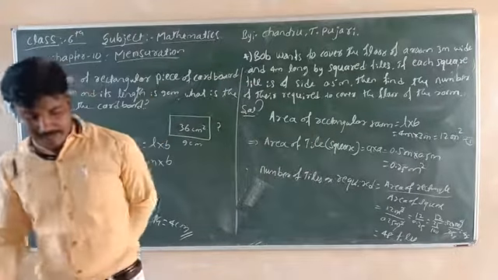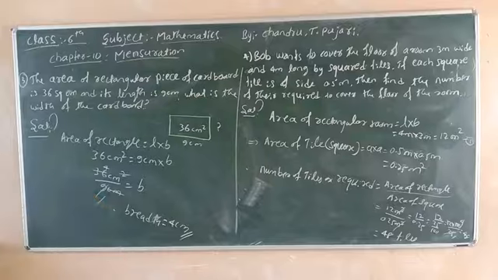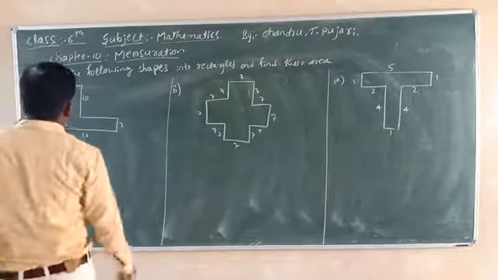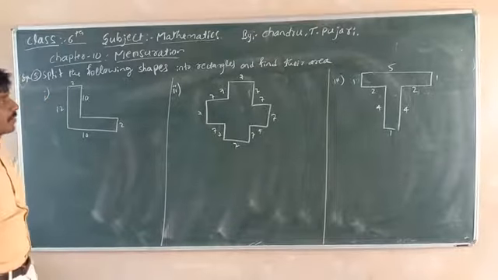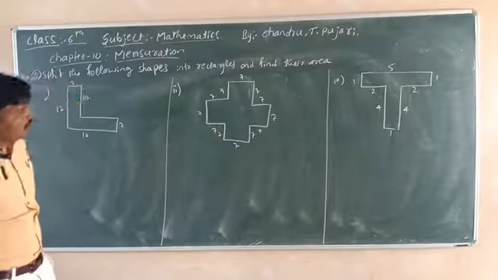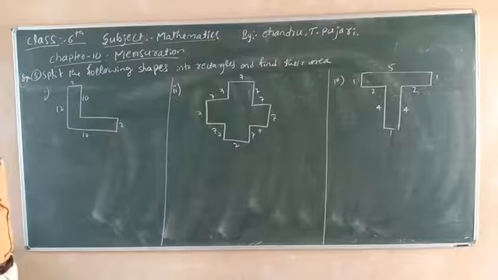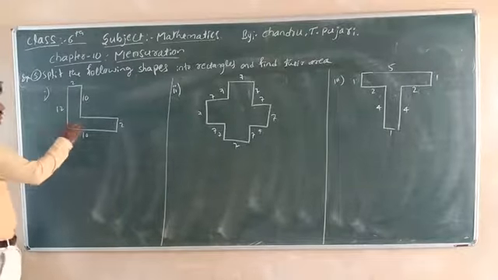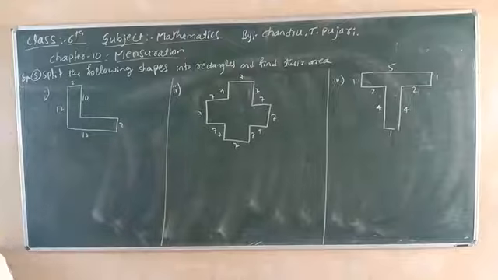Next question, the last question, the fifth one. Split the following shapes into rectangles or squares and find the area. First figure, second figure, third figure. You can find out the area.